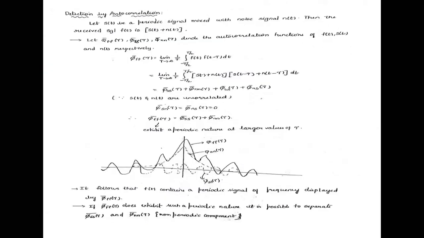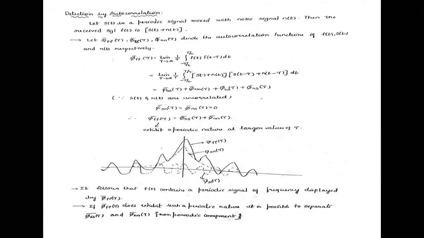I am assuming s of t is a periodic signal and n of t is a noise signal, a power signal. It can be represented as the limit as T tends to infinity of 1 by T times the integral from minus T by 2 to T by 2 of s of t, the periodic signal, and n of t minus tau, the delayed version of the noise signal, dt. For all values of tau the cross correlation function phi sn of tau is equal to 0, which means they are orthogonal to each other. When it is 0, there is no similarity between the two signals. If there is similarity between two signals, we call it cross correlation.